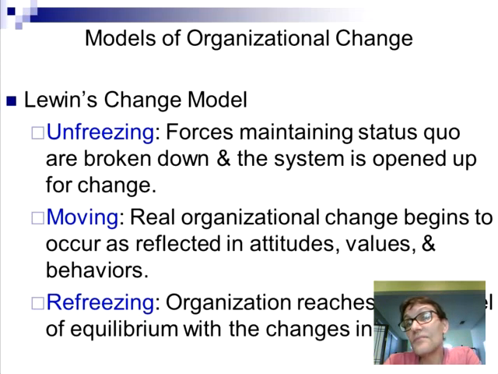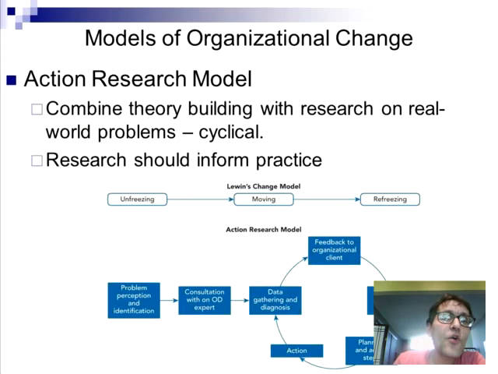And again, change might occur in terms of manufacturing processes or something, but ultimately it will be reflected in the attitudes, values, and behaviors of the employees. Okay, so it works its way down into the individual unit or worker, and then refreeze. And so now that you've got your new equilibrium point, let's balance it back out. So we've got Lewin's change model here with the unfreezing, moving, and refreezing.